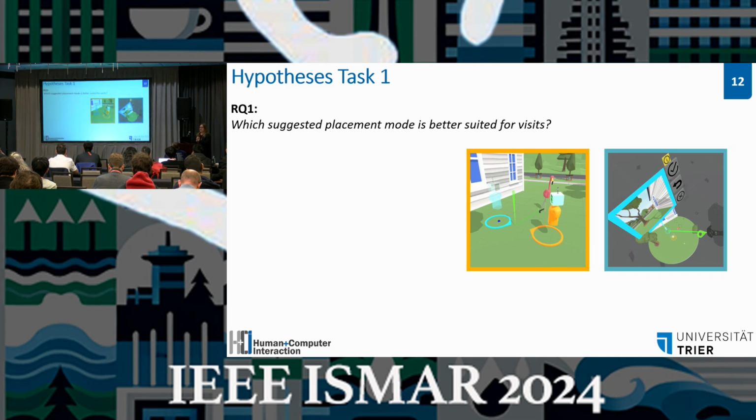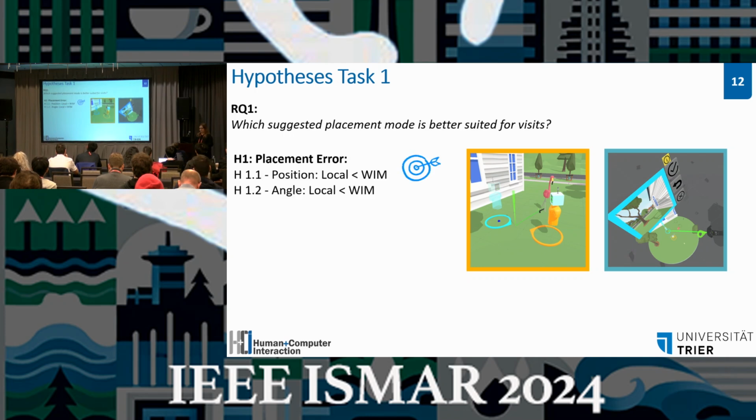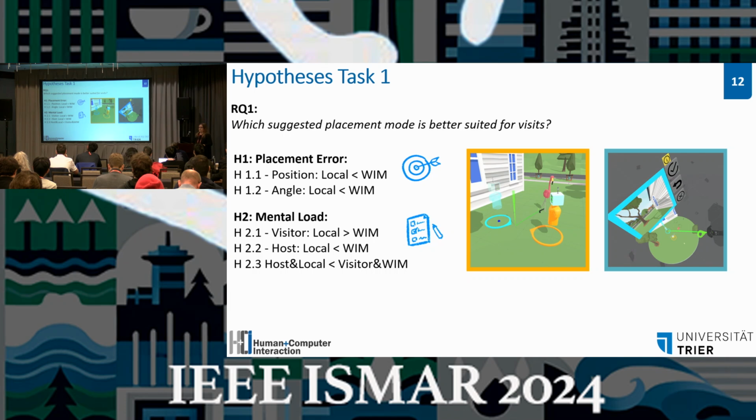All right, for the task we had a few hypotheses. First of all, we believed that the placement error would be lower in both position and angle in the local condition, where the user placed their partner, than the WIM condition, where users placed themselves. And we further believed that the mental load would be higher for the visitor using the local technique, higher for the host using the WIM technique, and host and local user. The host with the local technique would still have a lower mental load than the visitor using the WIM technique.